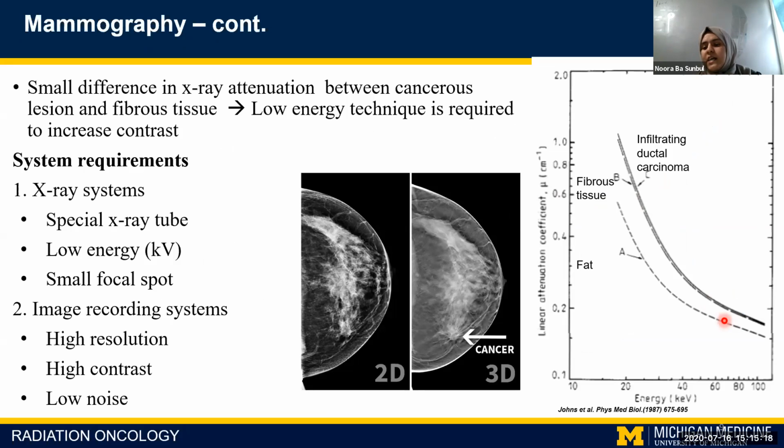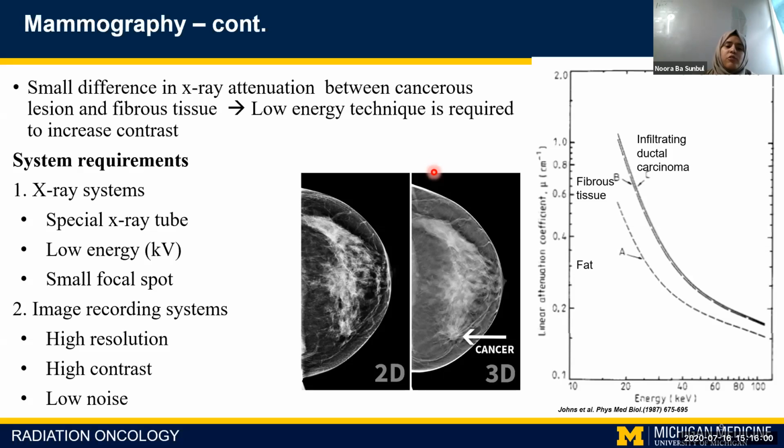So the most common imaging modalities use an energy in the range of 100. You can see that the attenuation coefficient is almost hard to differentiate between the two different types of tissues. That's why there is a need for a modality that operates at a much lower energy to be able to differentiate between fibrous tissues and carcinoma. So the main system requirement would be a special X-ray tube that has a lower energy and also a small focal spot to decrease the degradation of resolution.